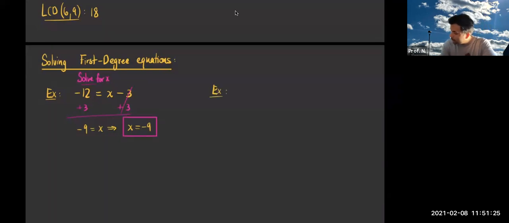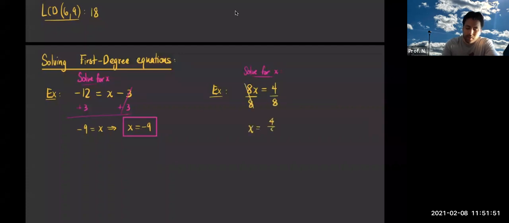What if I get something like 8x equals 4, for example? Right? How do I get x by itself? Solve for x. Yeah, we have to divide both sides by 8, right? So I get x is equal to 4/8, but 4/8 reduces to a half. So x equals 1/2. Okay. Pretty straightforward, right? So far.